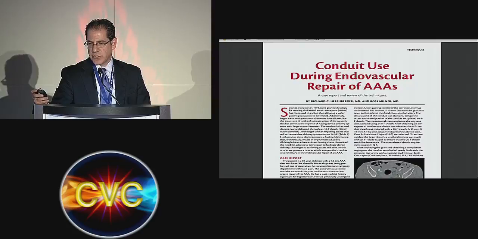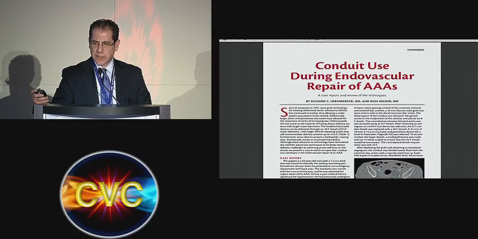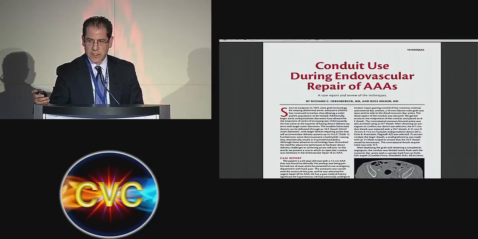So conduit use, you can use it during EVAR. This is a little self-propaganda from an Endovascular Today publication that I had. I think it's pretty rare that we need this, especially as the delivery systems have continued to get smaller in profile. But I think for someone who's a very poor surgical candidate from an open aneurysm repair standpoint, if you really cannot get a device in, that a conduit is not inappropriate.